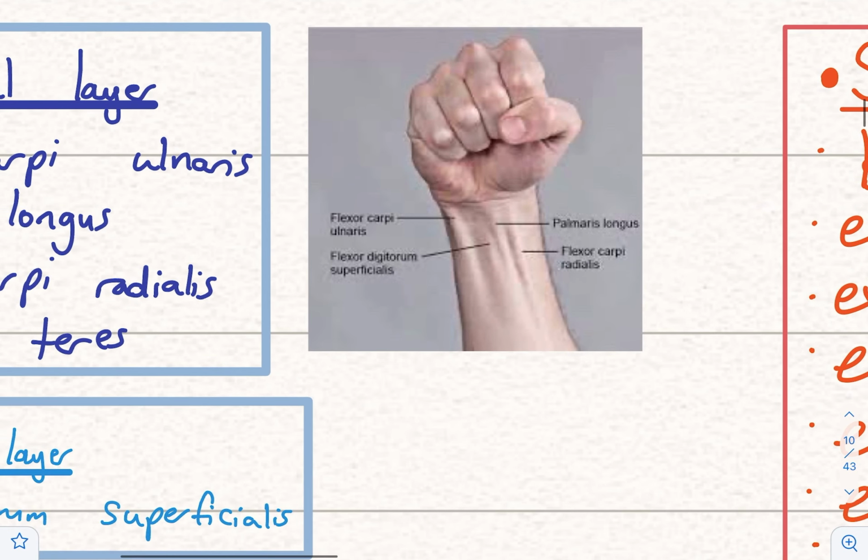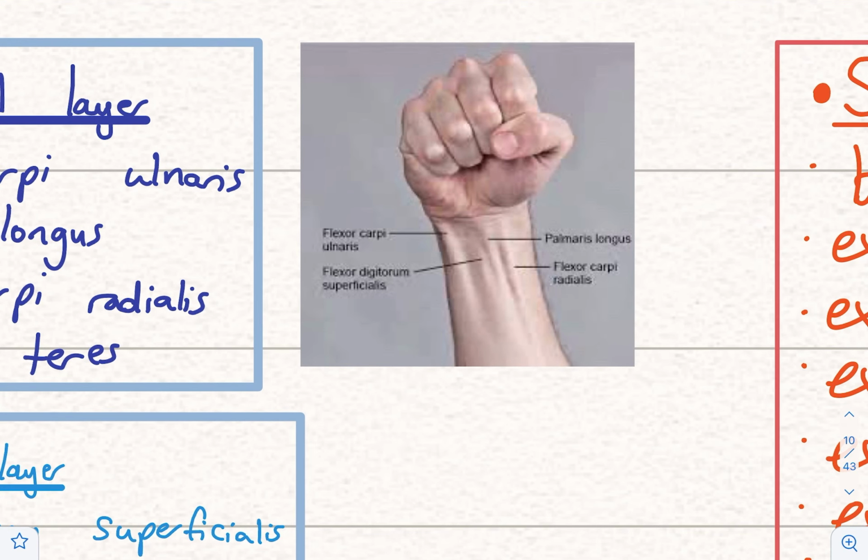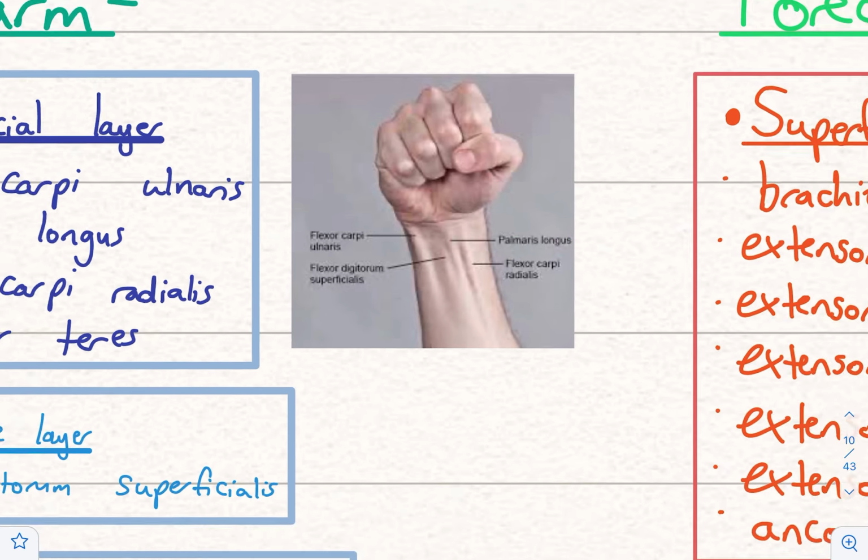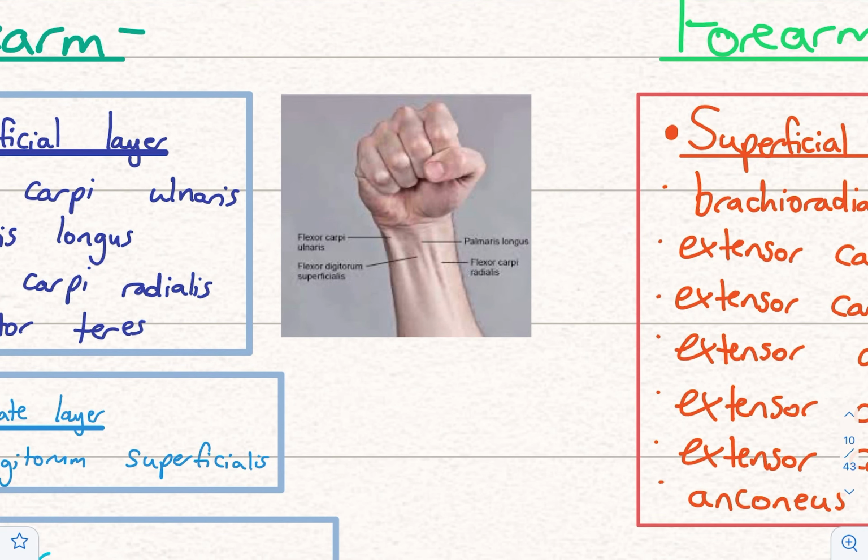Zoom in here. This is basically just showing some of the tendons. So flexor carpi ulnaris versus flexor carpi radialis, radial side, ulnar side. Flexor digitorum superficialis. Palmaris longus. The thing with palmaris longus is that I think 15% of people don't have palmaris longus, but yeah, it's not deep. You actually don't need it.